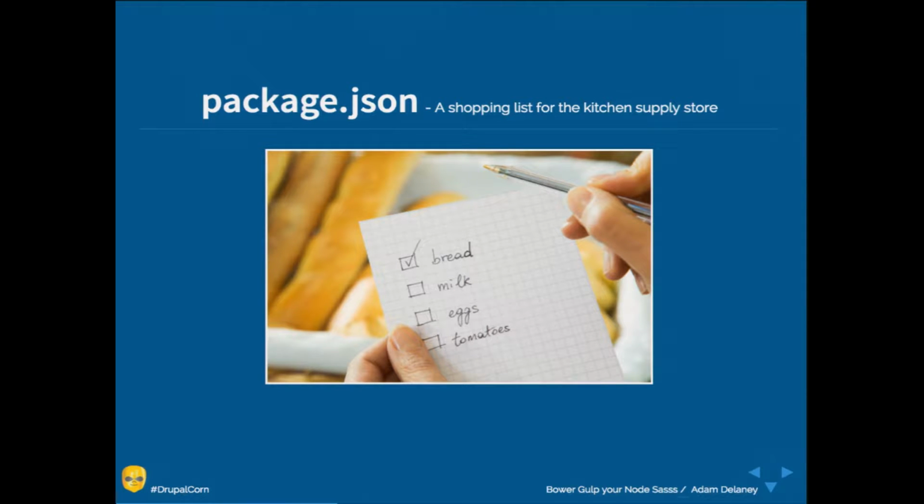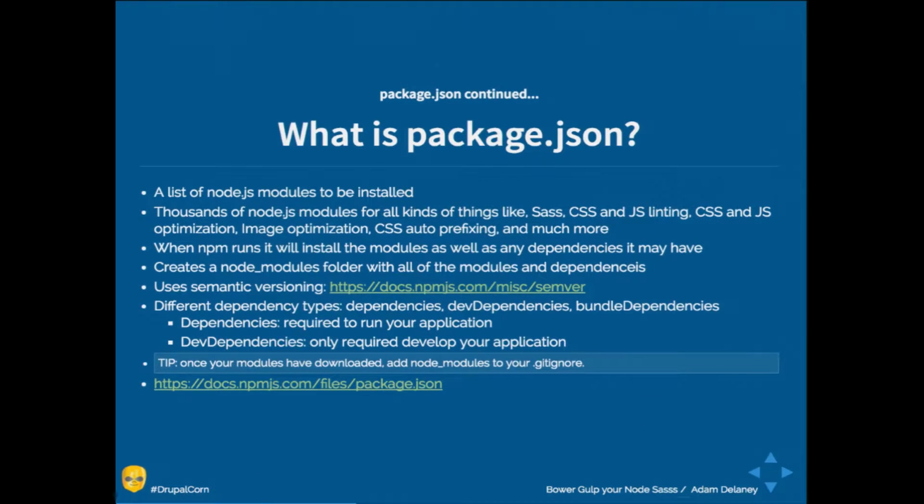Package.json is kind of like a shopping list for the kitchen supply store. So a package.json file typically just lists all the Node modules that you want to go get. There are thousands of Node.js modules out there, not just for front-end development, just for stuff. There are tons of them. There are modules for compiling Sass and CSS, JS linting, optimization of images, CSS prefixing. There are so many tools out there that you can go get.